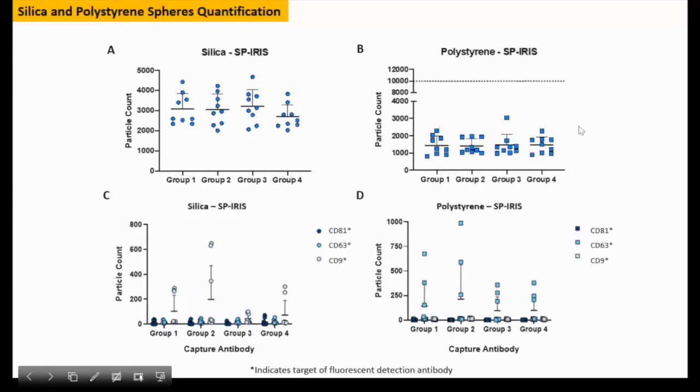Now, following interferometric measurements, our chips were probed with 3 fluorescently labeled antibodies against the 3 tetraspanins, our CD81, CD63, and CD9. And this was just to assess background binding. As you can see, background binding was quite negligible for both the silica and polystyrene particles, with a little bit of CD9 popping up here in the silica beads, and a little bit of CD63 popping up in the polystyrene. But nonetheless, these events do not exceed about 1,000, so we could just consider those background noise.